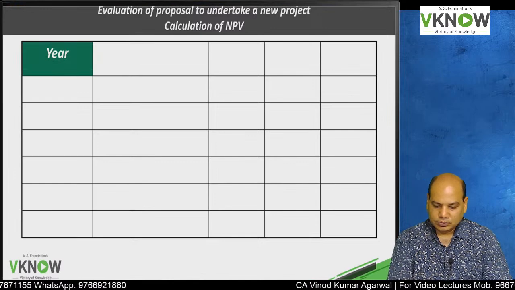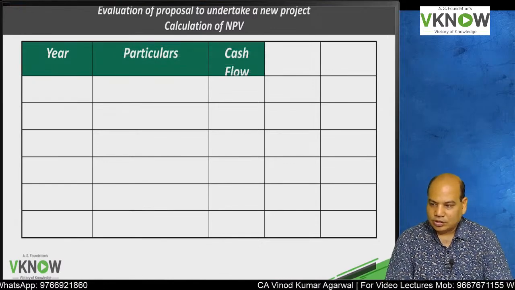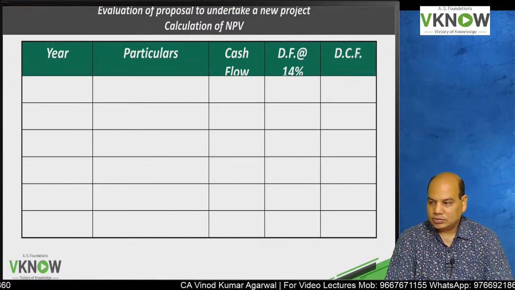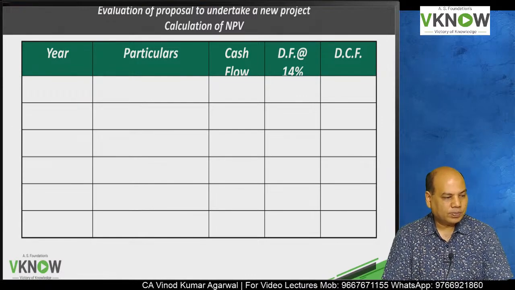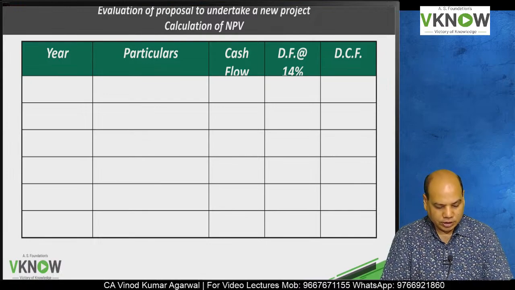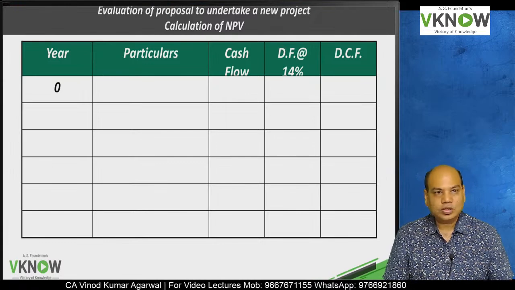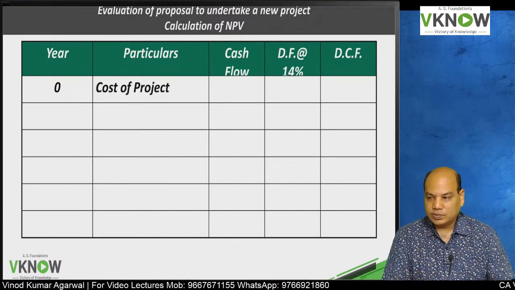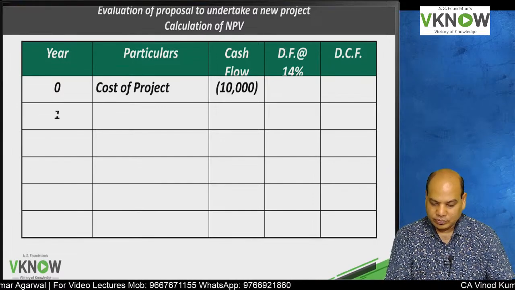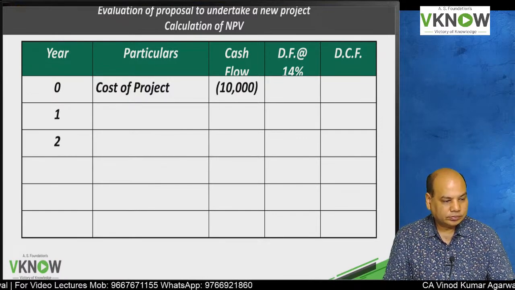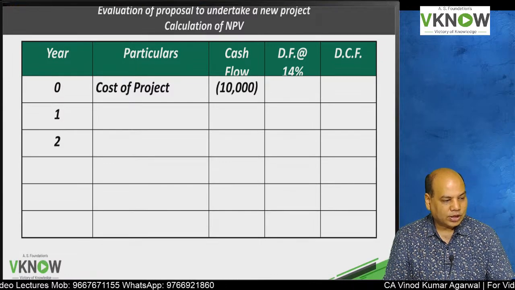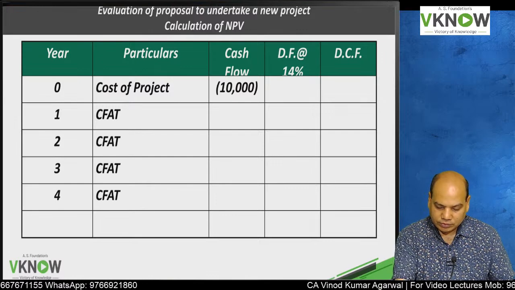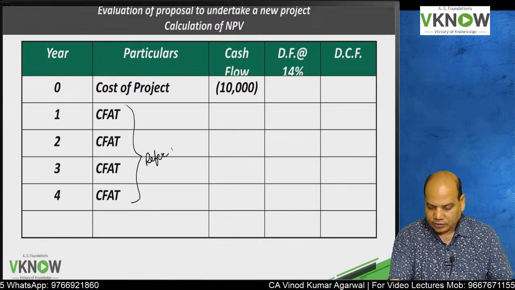First write down year, second column particulars, third column cash flow, fourth column discounting factor at 14%, and last column DCF or PV, present value. Have you drawn the format? Simple format. Year 0, what happened in year 0? Cost of the project, 10,000. Discounting factor you will write yourself, multiply you will do yourself. My task is to give you cash flow. Year 1 write down CFAT, and you write here refer working note.